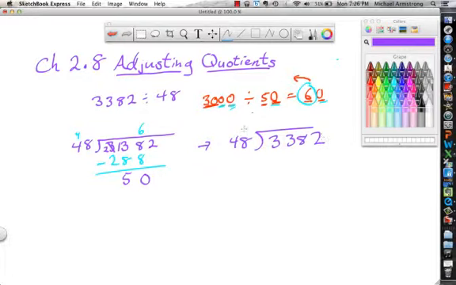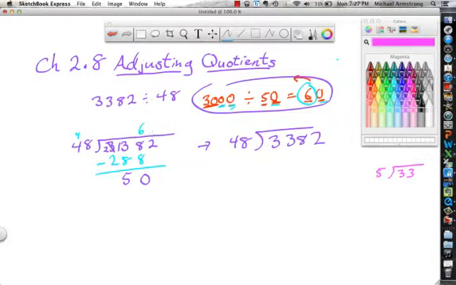And what you might do, you can write out all of this, or you can just take a look and say, okay, well, 48 rounds up to 50. So in your head, you're going to just think of the 5, and you're going to say, how many times does 5 go into 33? So let's actually just do it that way. So we have the 5, and it goes into 33. It goes in 6 times.